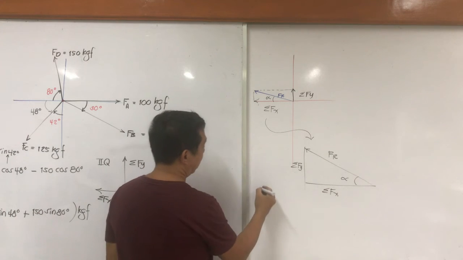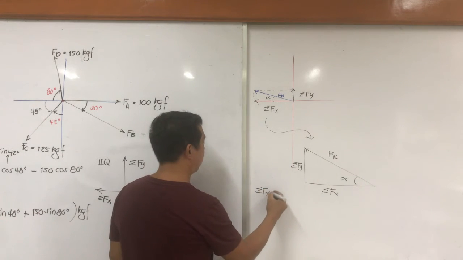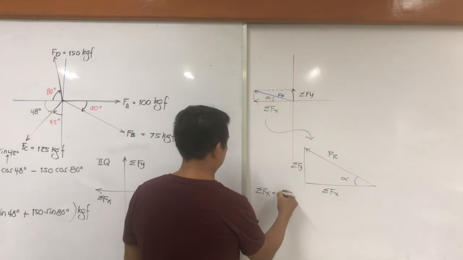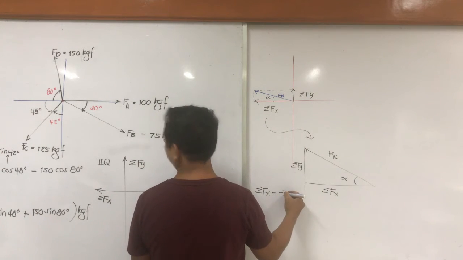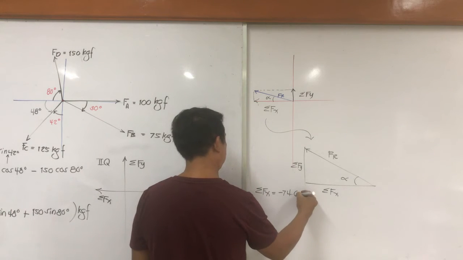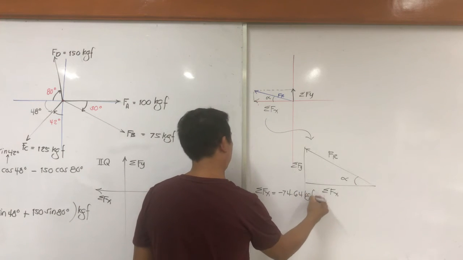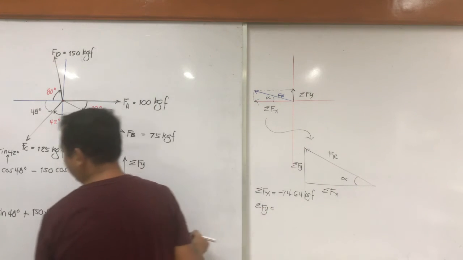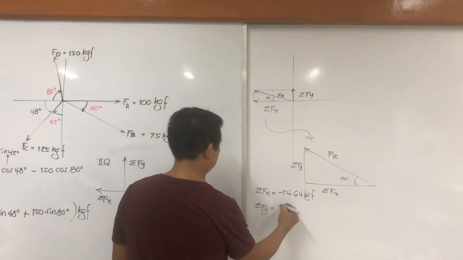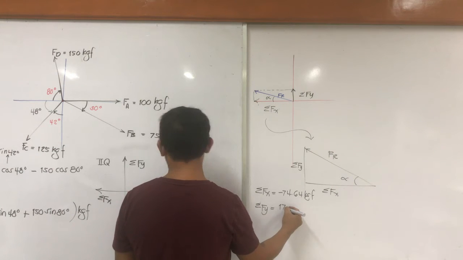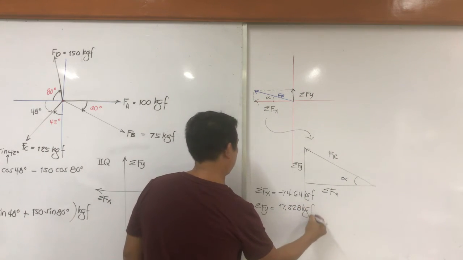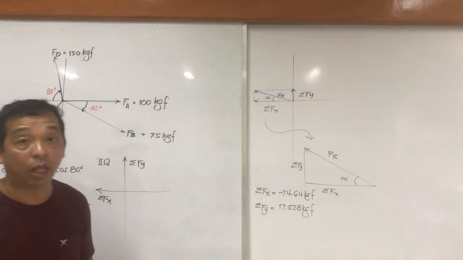Knowing na ang summation of forces natin sa X ay may value negative 74.64 kilogram force at ang summation of forces sa Y natin ay nasa 17.328 kilogram force. Pwede natin makompute ang FR.